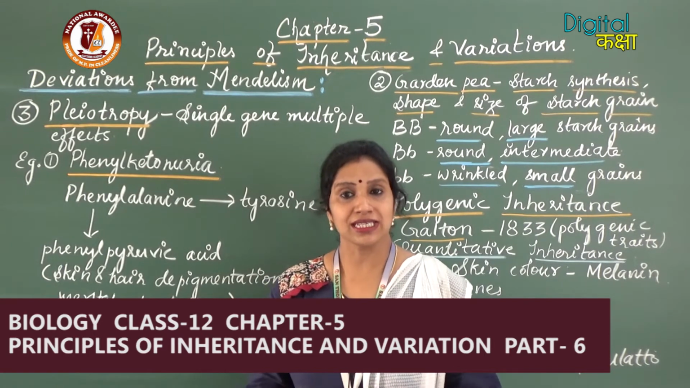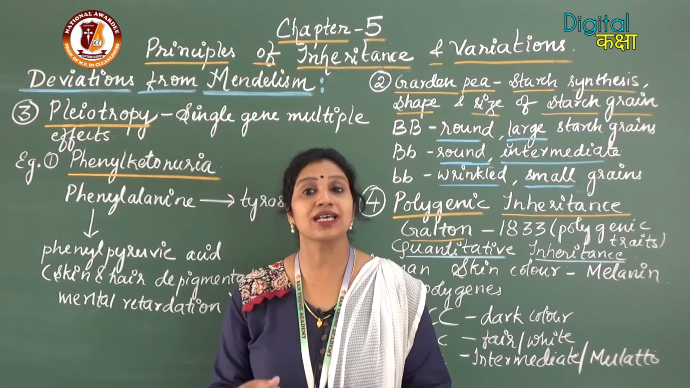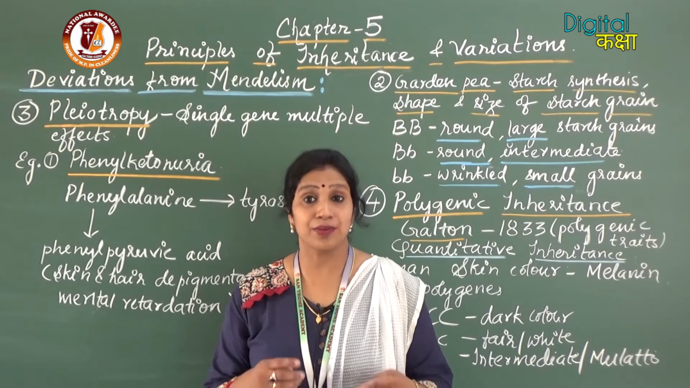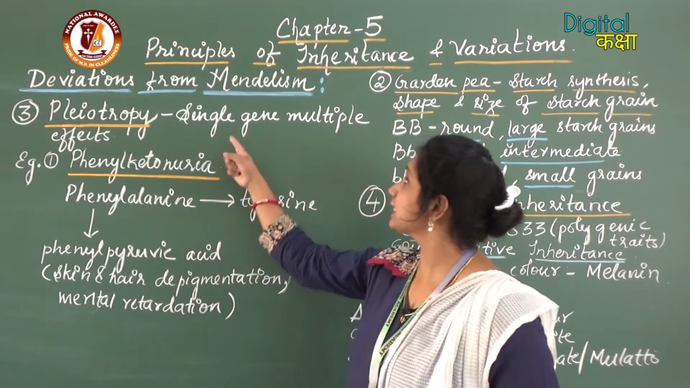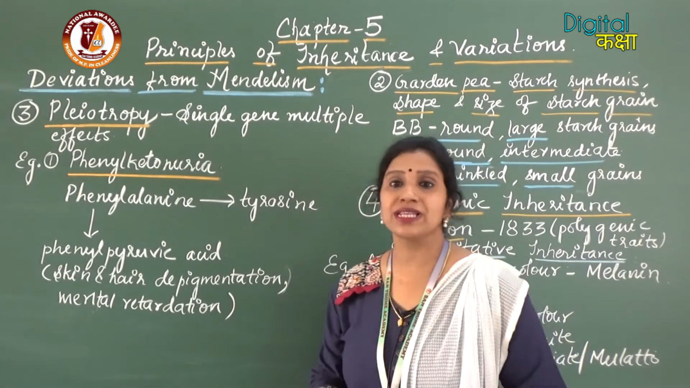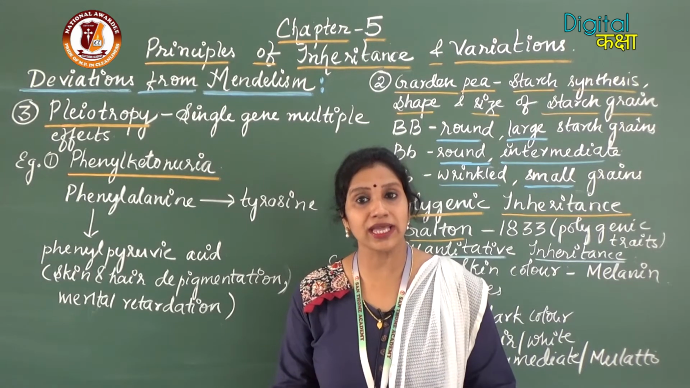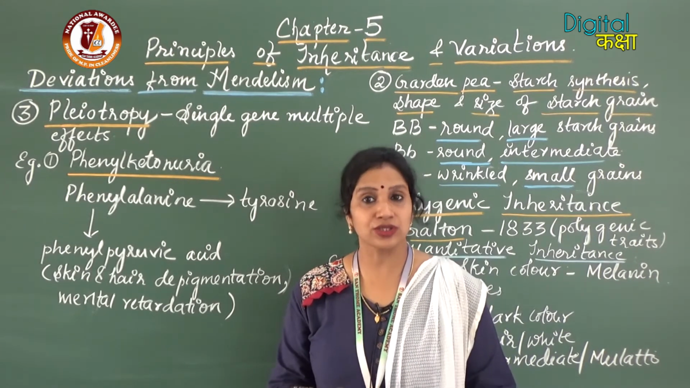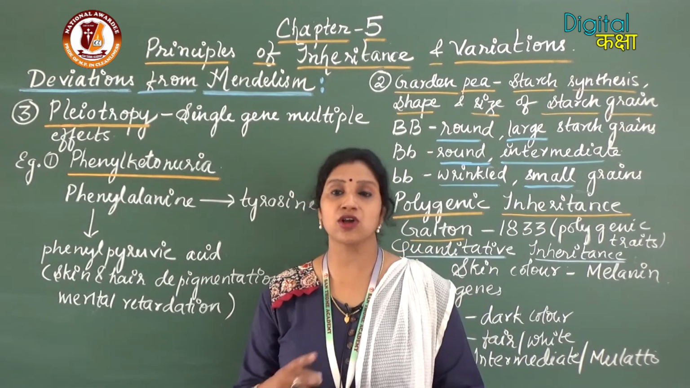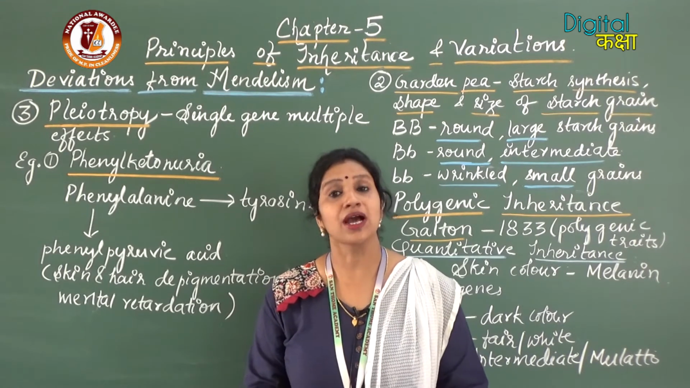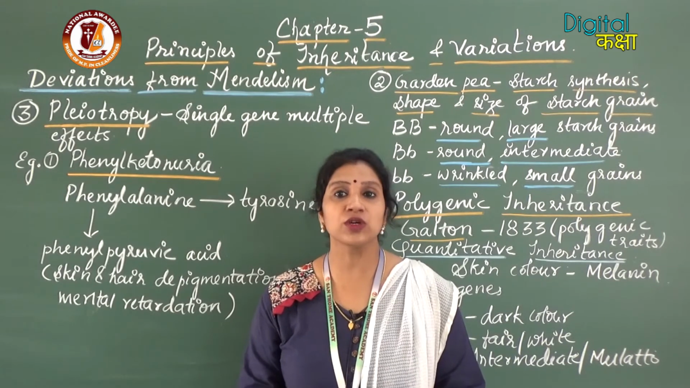As we know, a single gene codes for a single character, so it will show a single phenotypic effect. But in the case of pleiotropy, it is a phenomenon in which a single gene shows multiple effects, or we can say a single gene codes for more than one phenotypic character. The phenomenon in which a single gene shows multiple phenotypic effects is called pleiotropy.